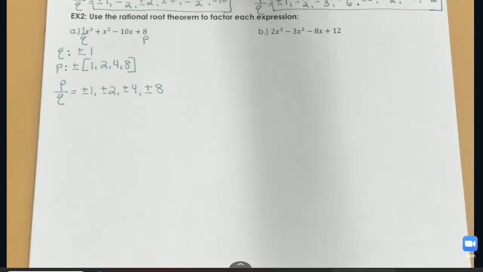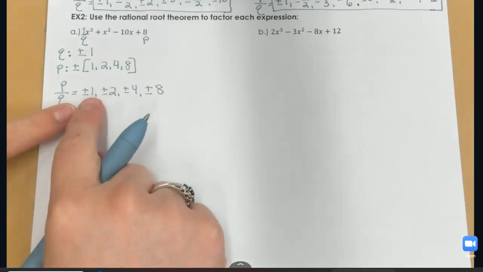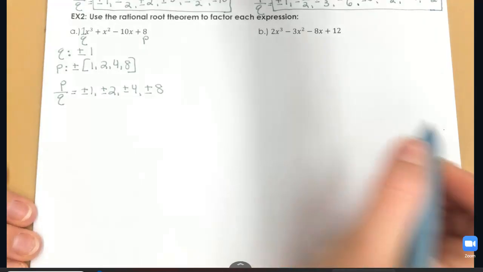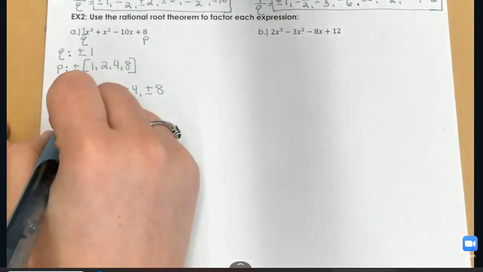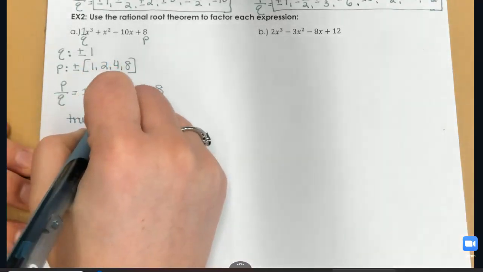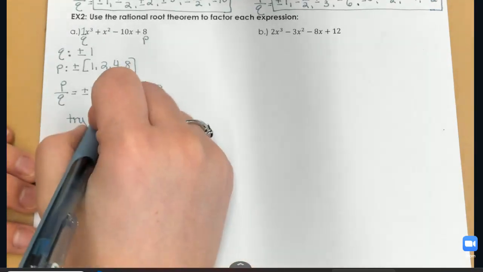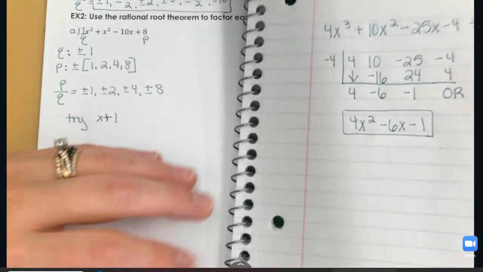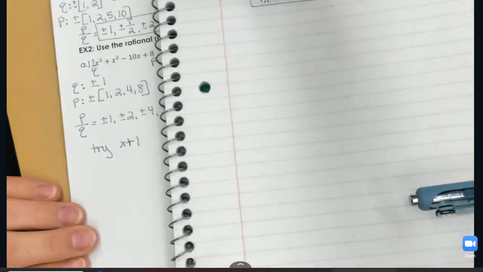So what we want to do now is pick one to try. Again, this plus or minus 1 refers to x being plus or minus a value. So let's start with x plus 1 first. I am going to see if x plus 1 is a factor, and I'm going to determine that with synthetic division. So I'm going to get my scratch paper to do this again, because we're going to be doing a lot of division here.